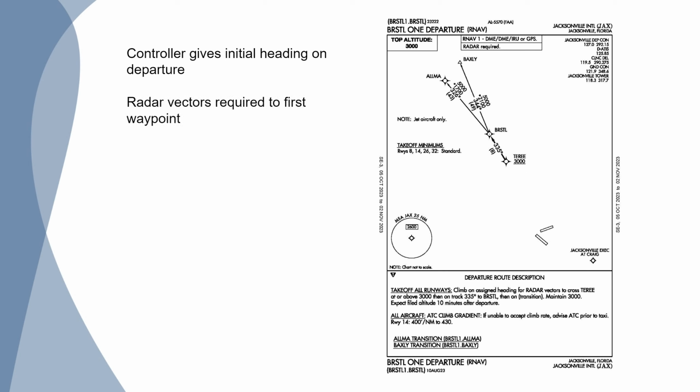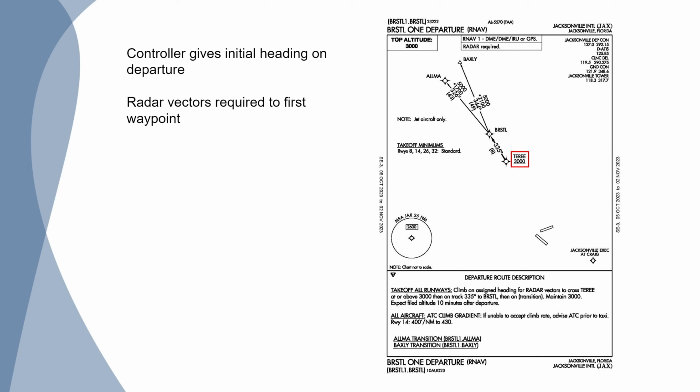Here's the Bristol 1 departure out of Jacksonville. The controller will give you an initial heading on departure, depending on what runway you're taking off from and which direction. Radar vectors are required for you to get to the first waypoint. So after your initial heading, you should anticipate that he'll have some other type of radar vector, or he may clear you direct to the first waypoint. In this case, it's TRE.